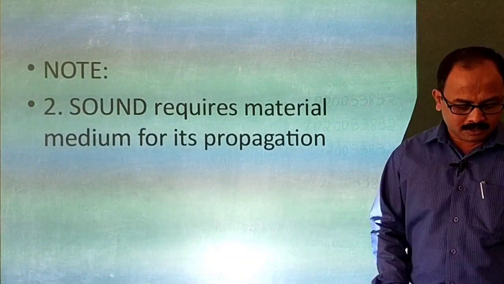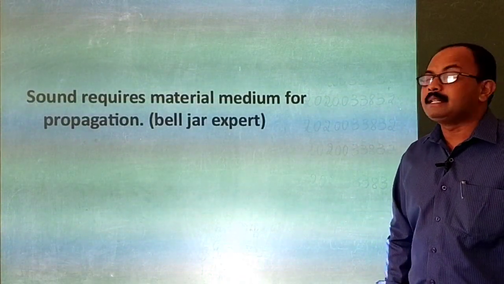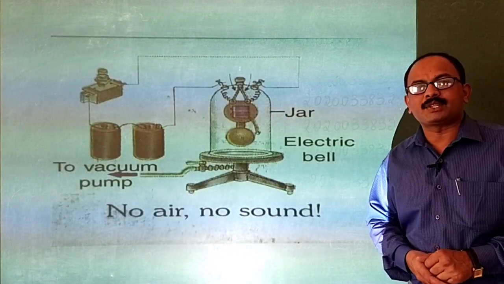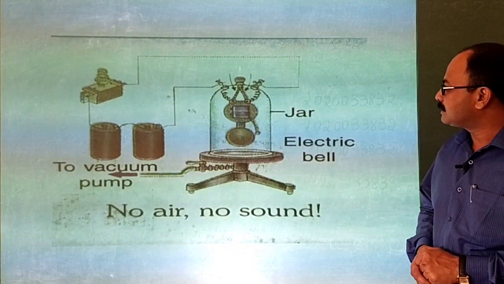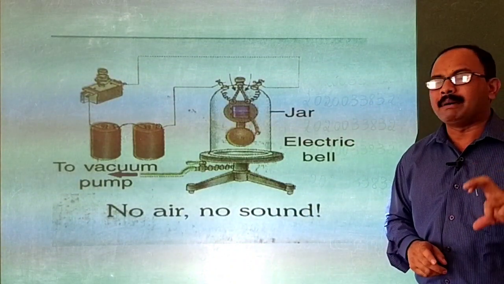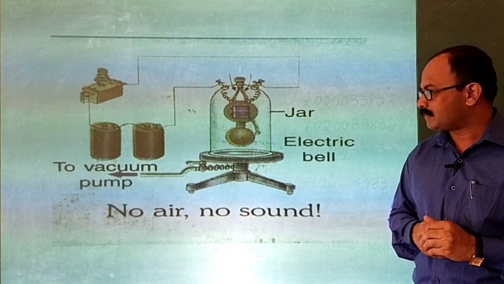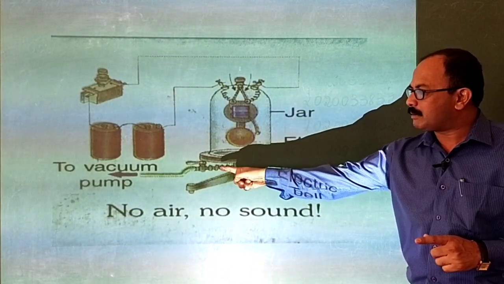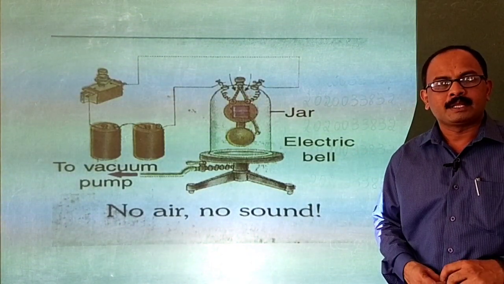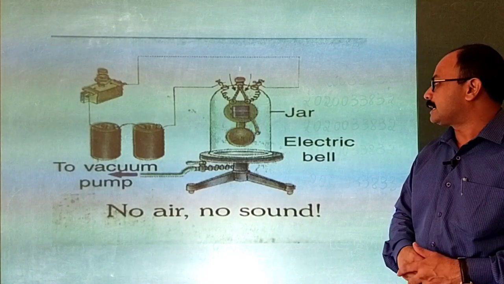To support this, we have an experiment which says sound requires a material medium for propagation. It is the bell jar experiment, which is mentioned in your textbook, children. The diagrammatic representation is this, children. This is a bell jar in which an electric bell is fixed. The wires are connected to a battery and the switch. The bell jar has a pipe which is connected to a pump called a vacuum pump. The vacuum pump is used to remove the air which is present inside the jar.